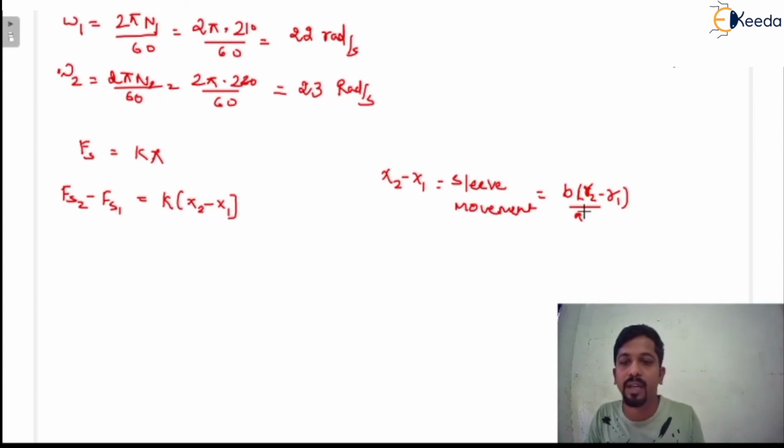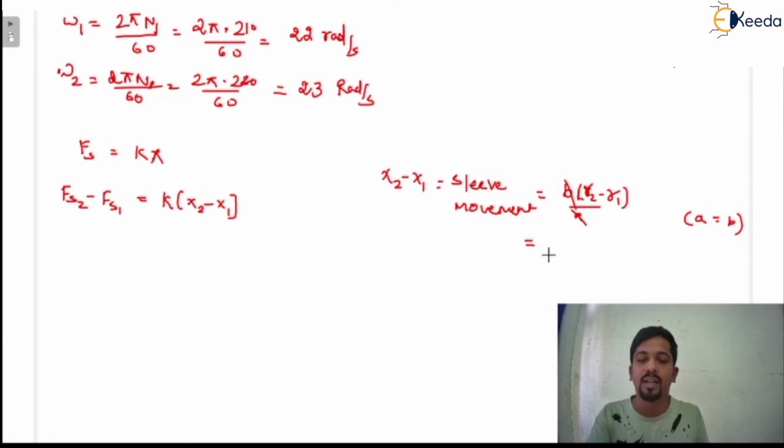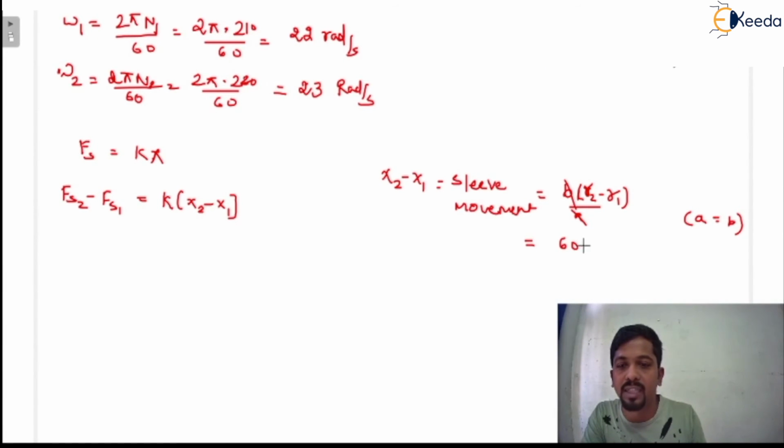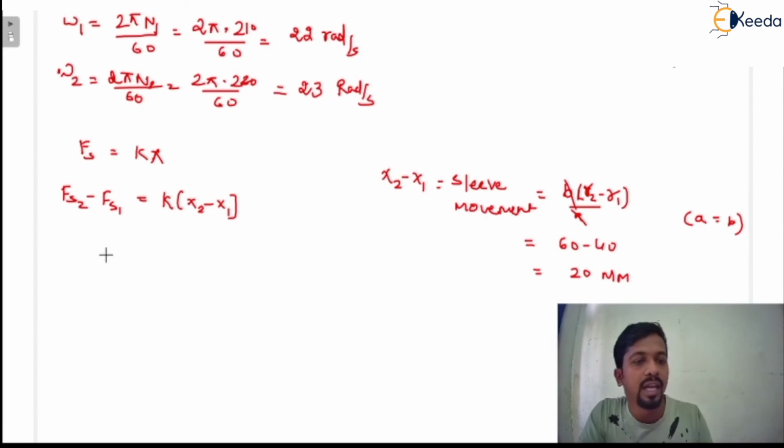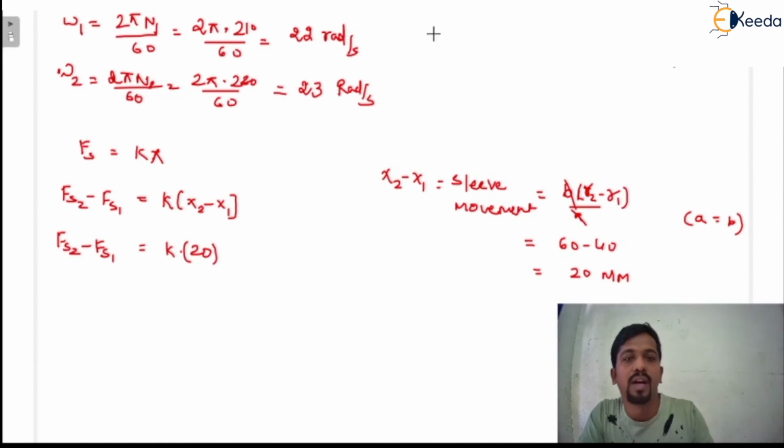In the question it is given that B is equal to A, so this will be cancelled out. R2 minus R1 means 60 minus 40, that will be 20 mm sleeve movement. This is the sleeve movement x2 minus x1. So I can write Fs2 minus Fs1 is K multiply 20. Now these values we have to put in equation number 3.